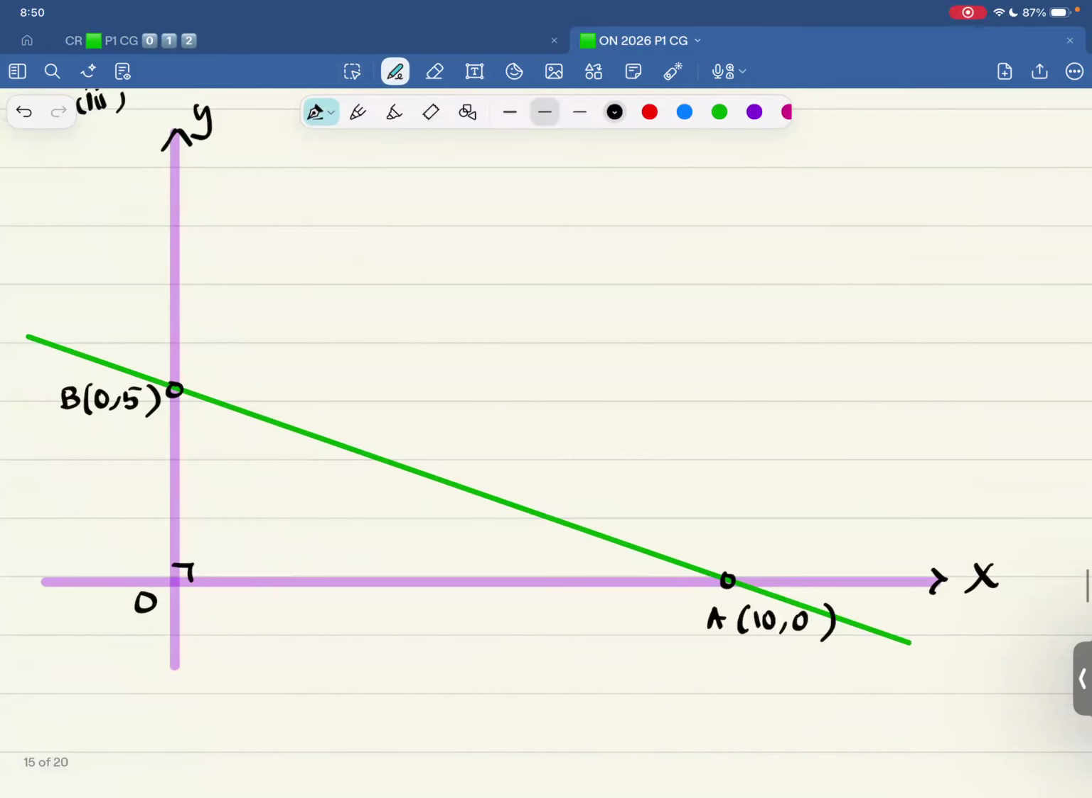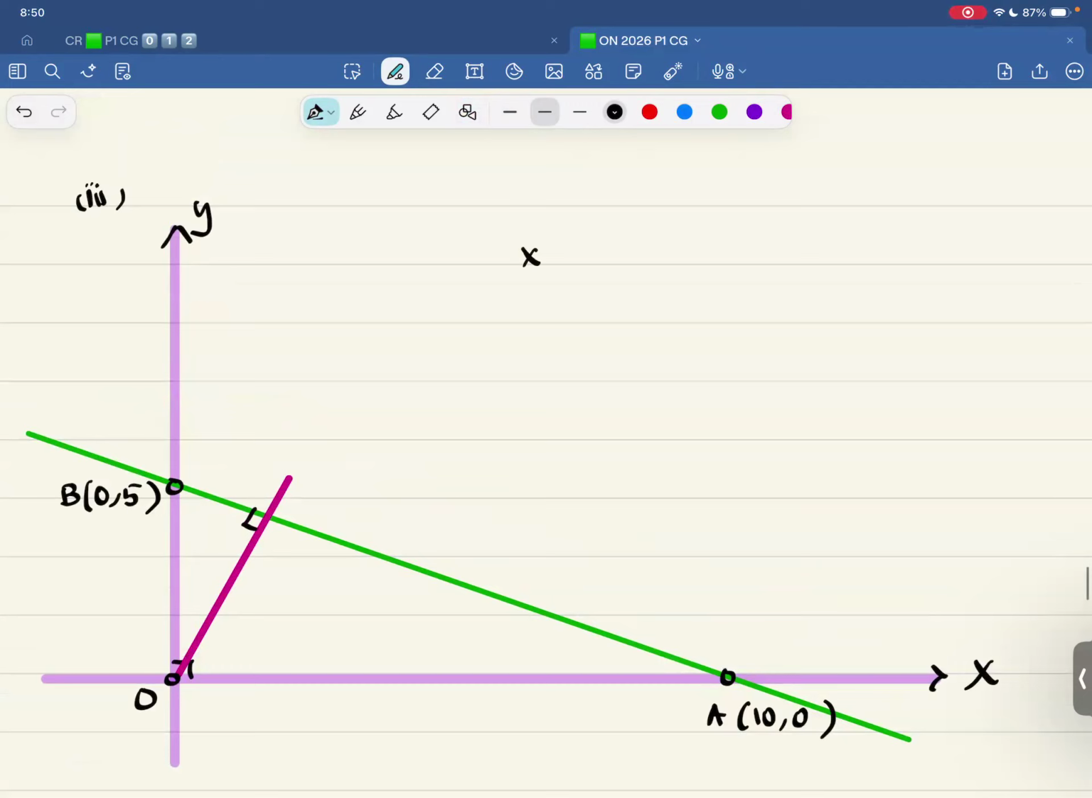So now I need the equation of a line perpendicular to this. Let me draw this orange, reddish kind of line, something like this, not exactly like this. Okay, so this is the line. It's passing through the origin and it's perpendicular to AB.